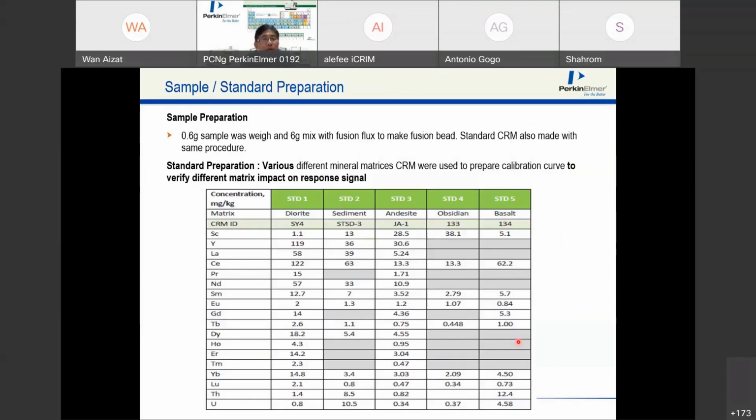And for information, we have been working with JMG, running a REE CRM, a certified reference material for rare earth elements. As the concentration increases, the instrument counts respond well. These are different matrices from rock and sediment, all different matrices, but with good correlation. It means the laser works well with this fuse bit sample.